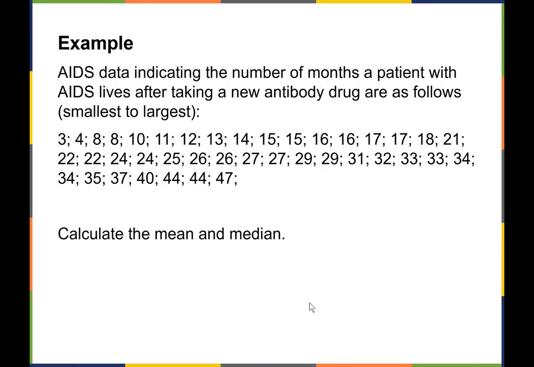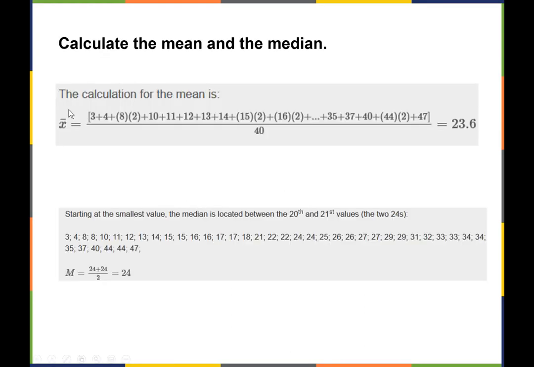All right, so let's do an example using another data set where we find the mean and the median. Here's another example for you to try. I would like you to pause the video right now and calculate both the mean and the median. If you want to put it in a frequency table, you can. All right, is this what you got for the mean?